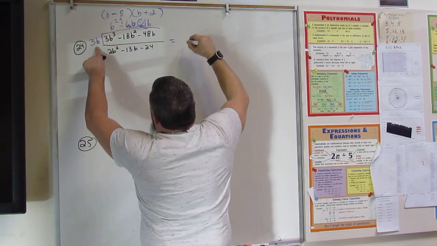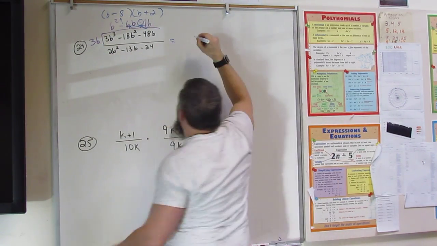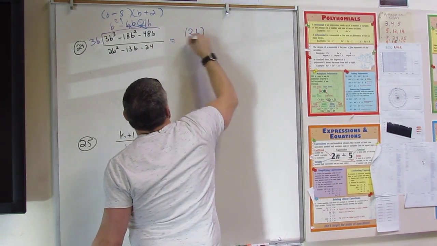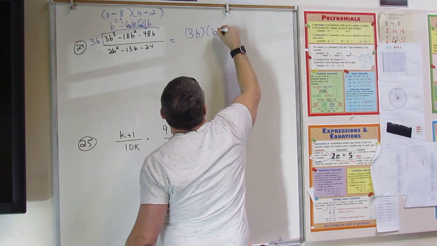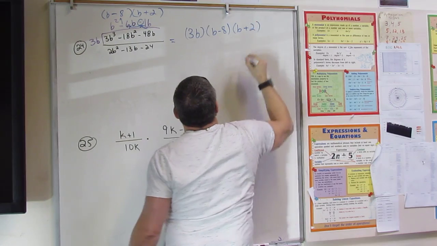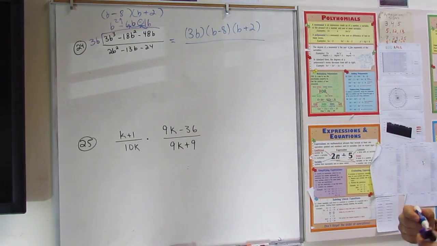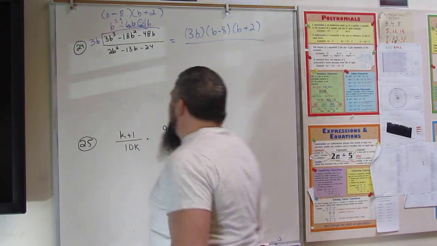I took out a 3b. Remember, I didn't put a star here, so I keep it. 3b times b minus 8 times b plus 2. Okay? And that's the top part. And now we want to do the bottom.